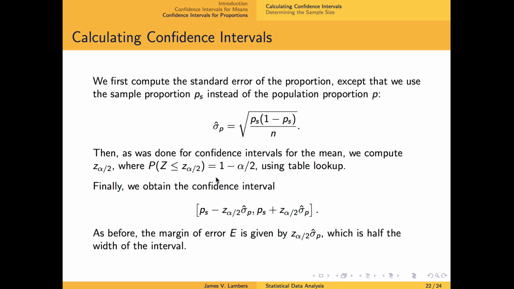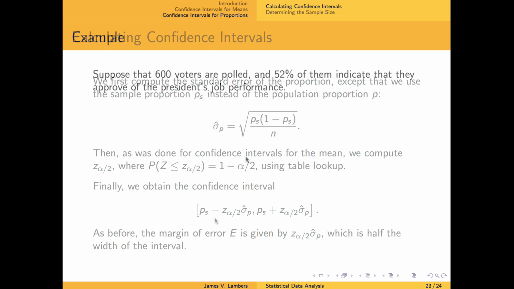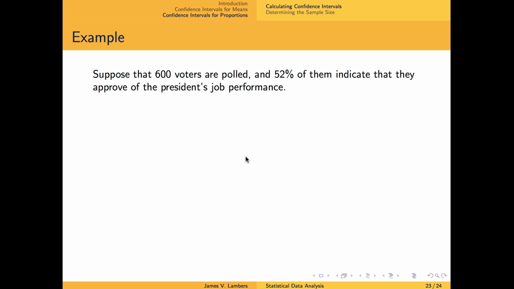Then our margin of error is obtained in an analogous manner as for the mean, z sub alpha over 2 times the appropriate standard error. Then we have a radius of our confidence interval, and its center is a sample proportion, just as it was the sample mean before. We conclude this section with an example.